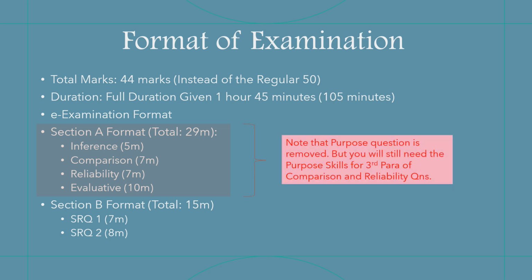So what is missing in Section A will be your purpose question. Instead of having a separate purpose question, you will notice that purpose is already in comparison and purpose is already in reliability. Why? Because the third paragraph of comparison is actually comparing the purpose of the two sources, whether they are the same or whether they are different. And for reliability, the third paragraph is about using purpose to determine whether the source is reliable or not.